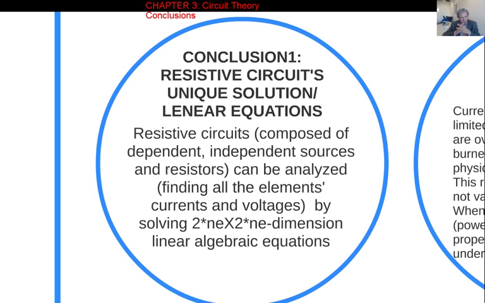So conclusion tells us any circuit which is composed of independent sources and resistors, this is the definition of resistive circuits, has got linear algebraic equations as a mathematical model. So that means if the given circuit is a resistive circuit to be analyzed by us, then I know that the mathematical model is going to be linear algebraic equations.